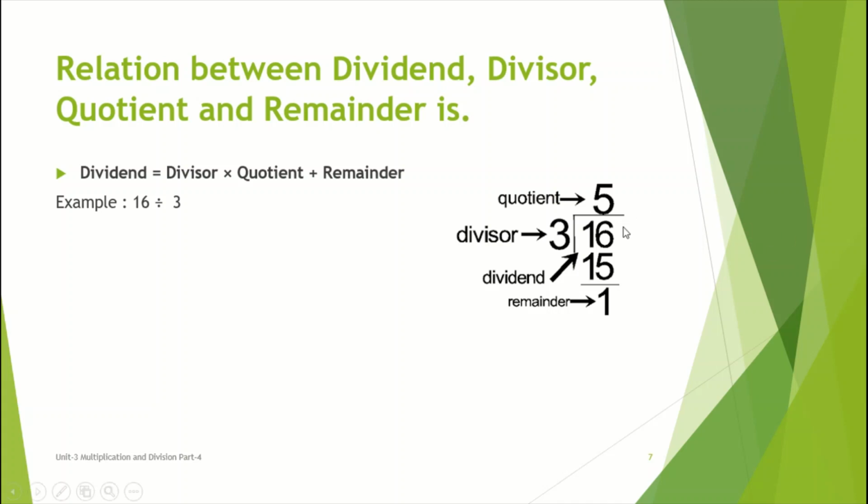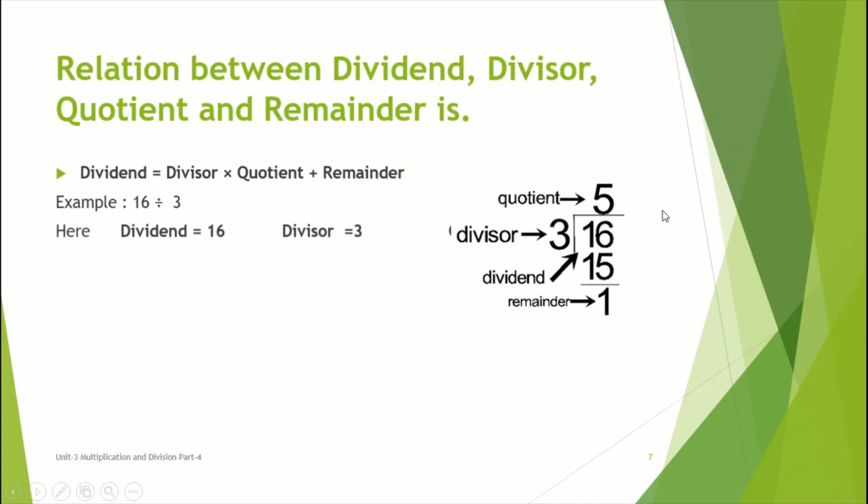We have seen that 16 is not exactly divisible by 3. So we will take a number less than 16, that is 15. So 3 fives are 15, so we will put 5 up and we will subtract 15 from 16. So 16 minus 15 is 1. So here the quotient is 5, remainder is 1, divisor is 3, and dividend is 16.